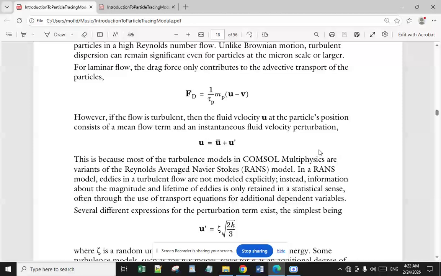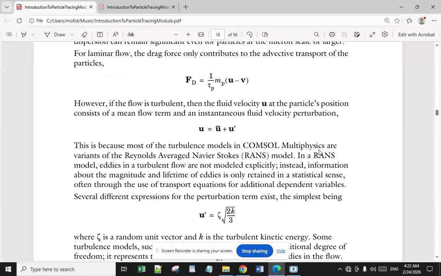This is because most of the turbulence models in COMSOL Multiphysics are variants of Reynolds-averaged Navier-Stokes models. In a Reynolds-averaged Navier-Stokes model, eddies in a turbulent flow are not modeled explicitly. Instead, information about the magnitude and lifetime of eddies is only retained in a statistical sense, often through the use of transport equations for additional dependent variables.